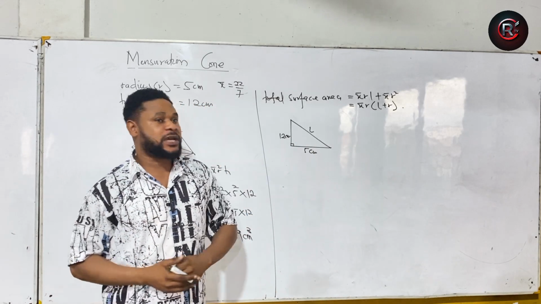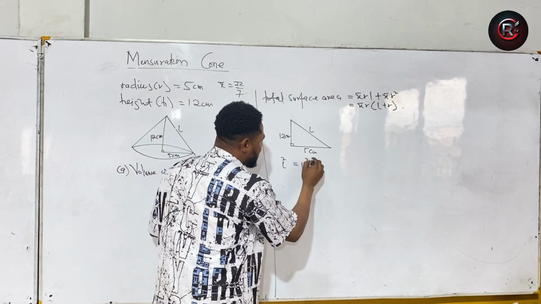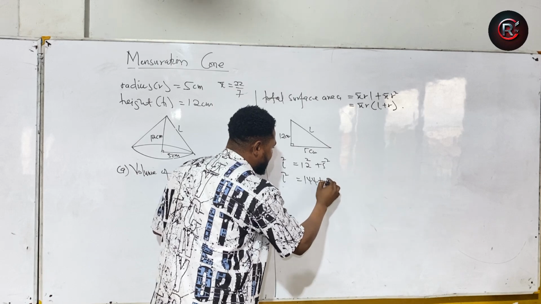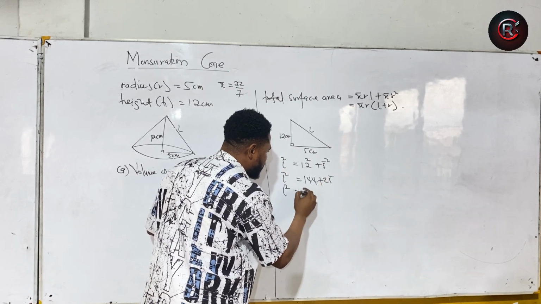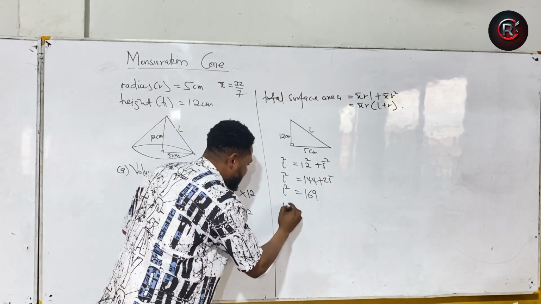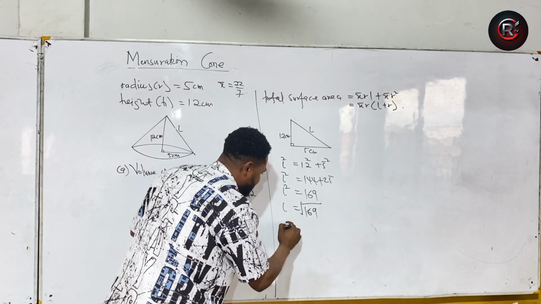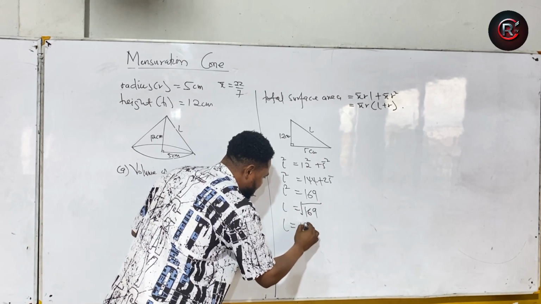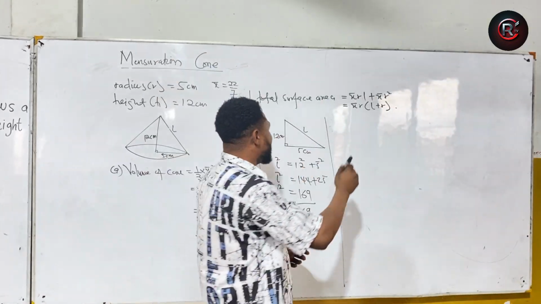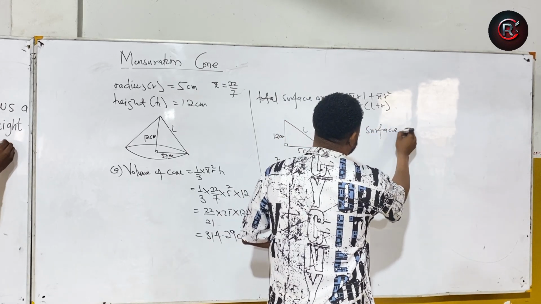So we need to use Pythagoras to get our L. So here we can say L squared equals 12 squared plus 5 squared. And this will give us 144 plus 25. So L squared, when we add this, is going to be 169. So our L will be the square root of 169. And when we find the square root of this, we are going to get 13 centimeters. So now that we know our L, we can now find the total surface area of the cone, all right?